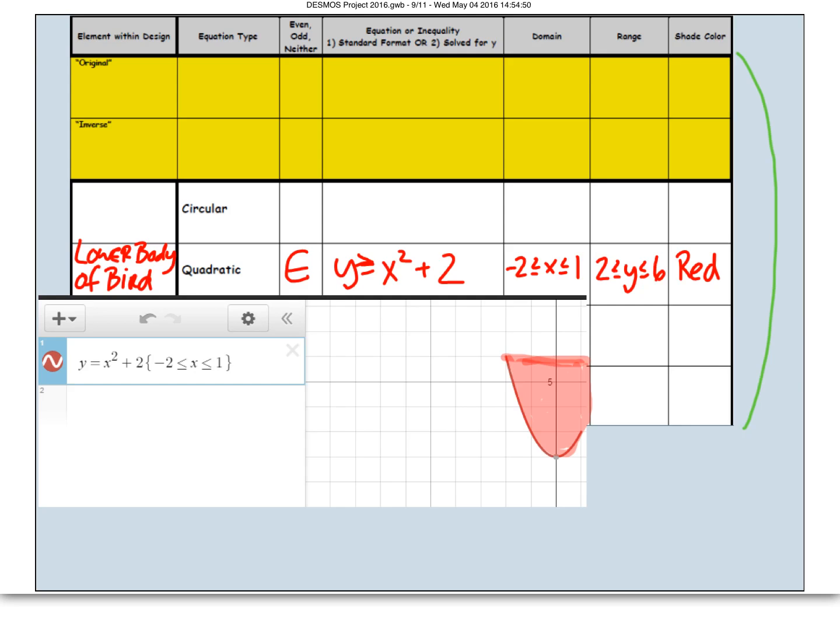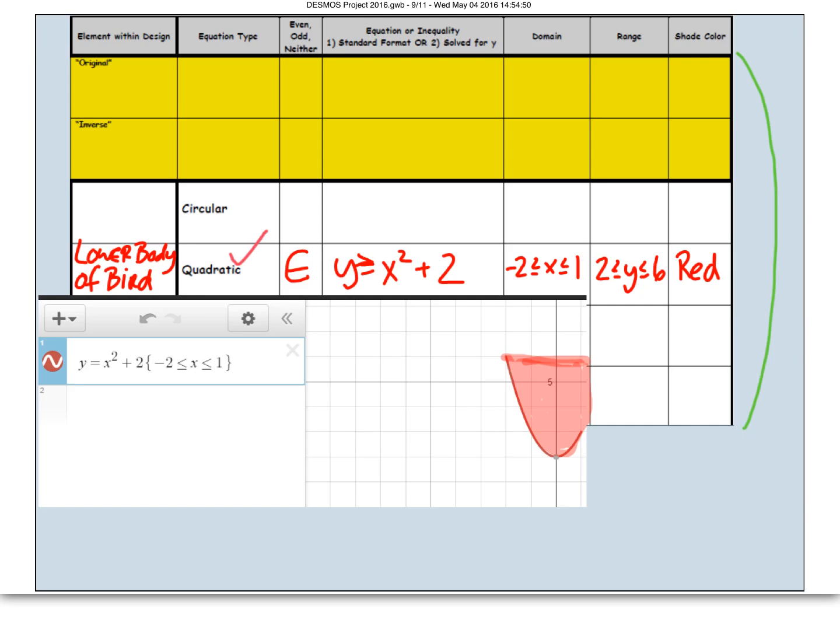Now, I want to imagine that I'm sketching a bird, and this red parabola is a picture maybe of the lower body. So the element within the design I just highlighted is the lower body. It does meet the quadratic requirement, so I'm actually going to put it on this particular line. By the way, you may have more than one quadratic.